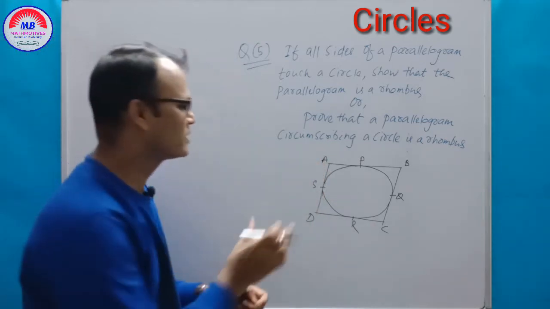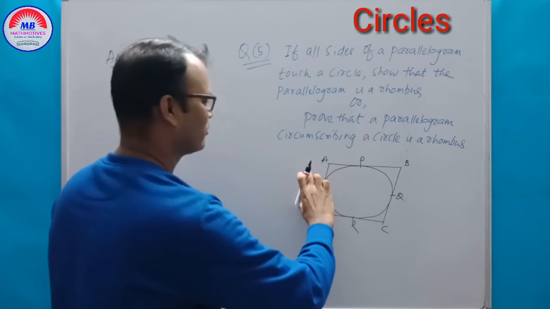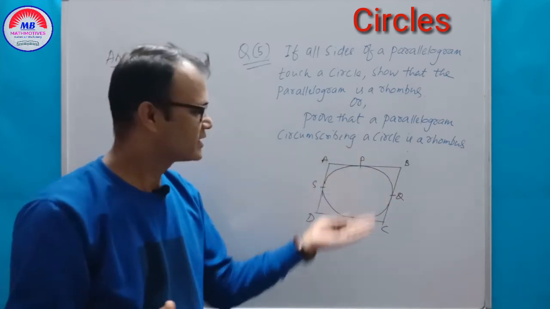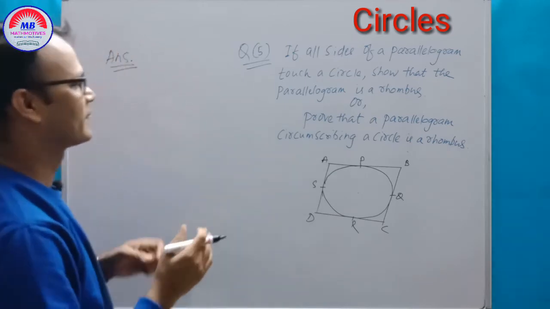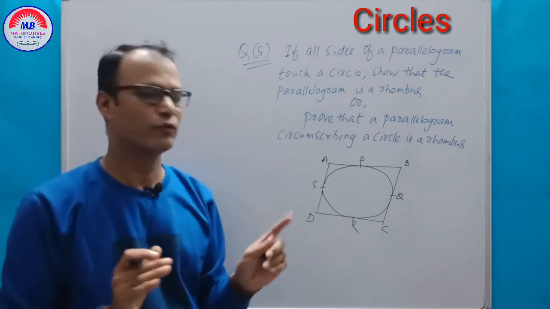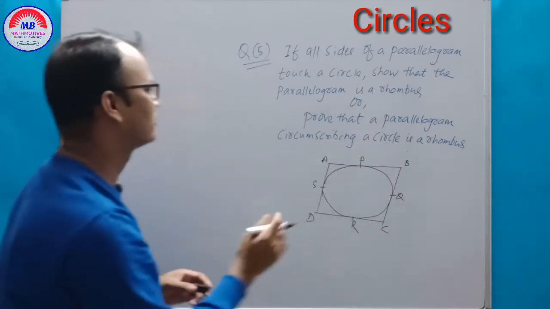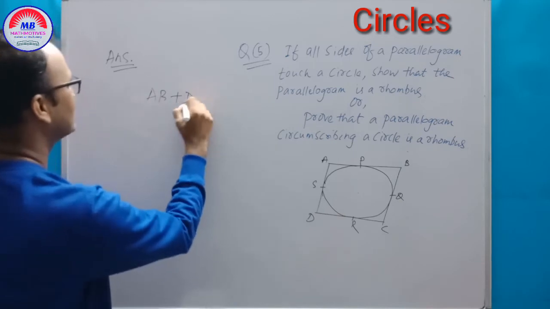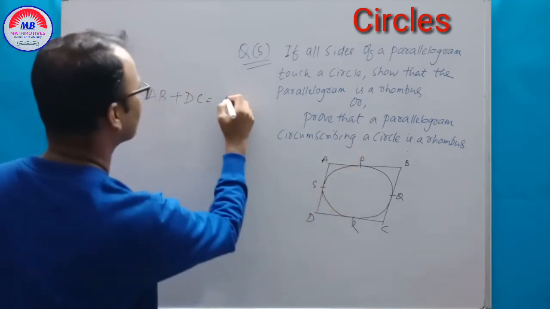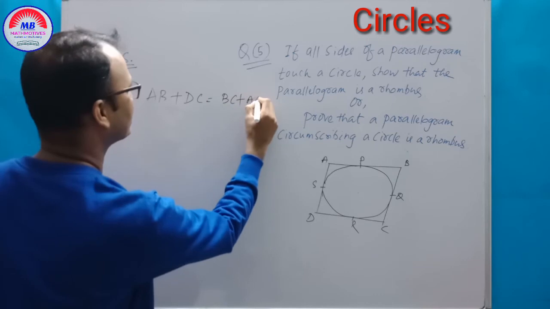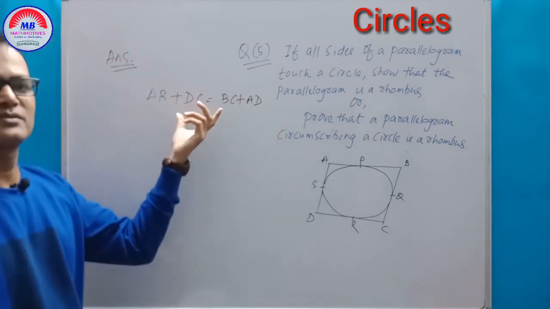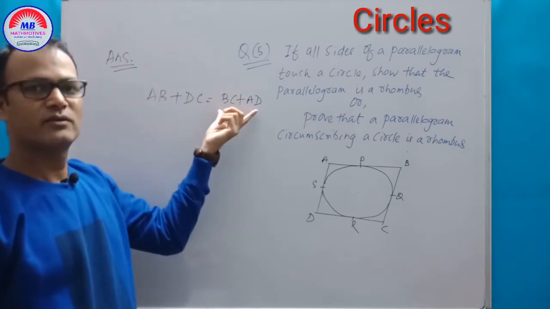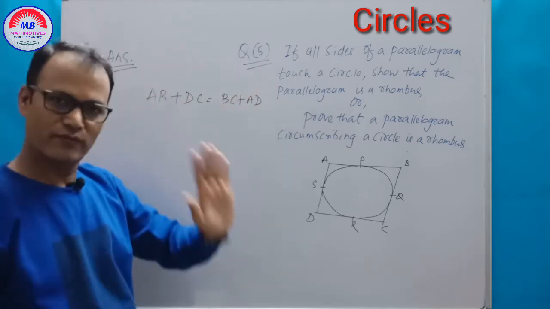Otherwise, first prove AB equal to AD. If we prove AB equal to AD, then all sides are equal, so it is a rhombus. Now see, in the last question, question number 4, we proved that in any quadrilateral, AB plus DC is equal to BC plus AD. Write the steps of the last question. First prove this one equal to this one. We have proved it in question number 4.